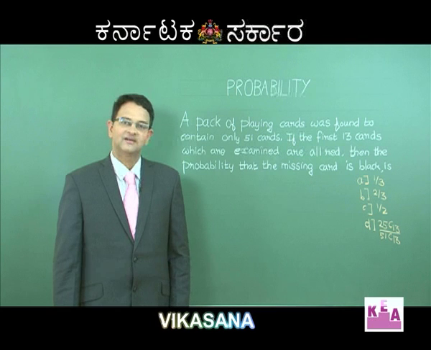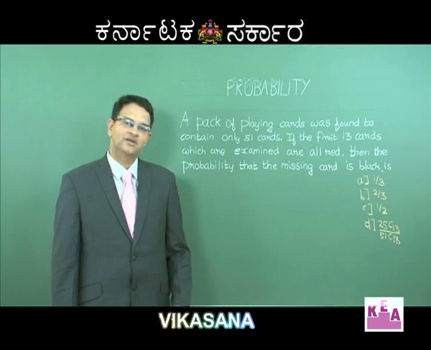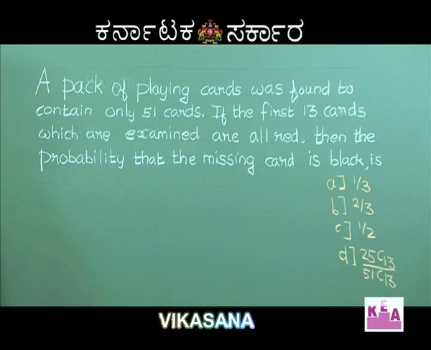Dear students, we are now going to discuss a very interesting question from probability. Let's look at the question here. A pack of playing cards was found to contain only 51 cards. If the first 13 cards drawn are all red, then the probability that the missing card is black is.